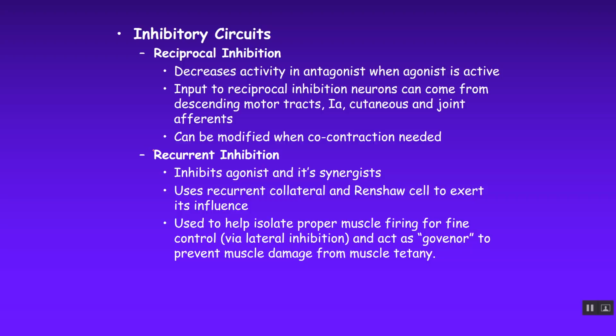This one's sometimes hard to explain. Recurrent inhibition. Recurrent inhibition is inhibition of the agonist muscle and its synergist muscles, okay? It uses this recurrent collateral called a Renshaw cell to exert its influence. It's used to help isolate proper muscle firing for fine control via this process called lateral inhibition, and act as a governor to prevent muscle damage during tetany.